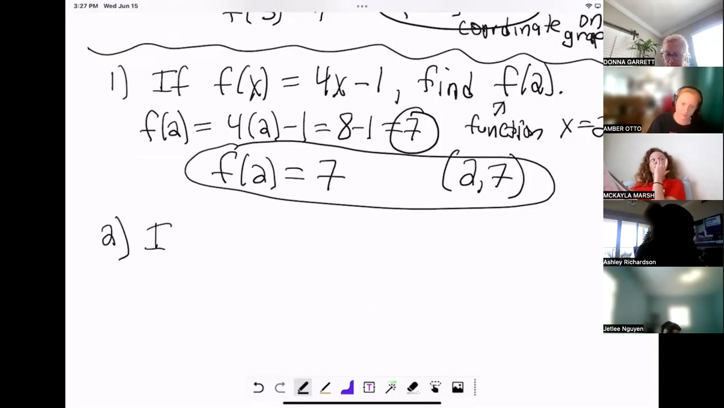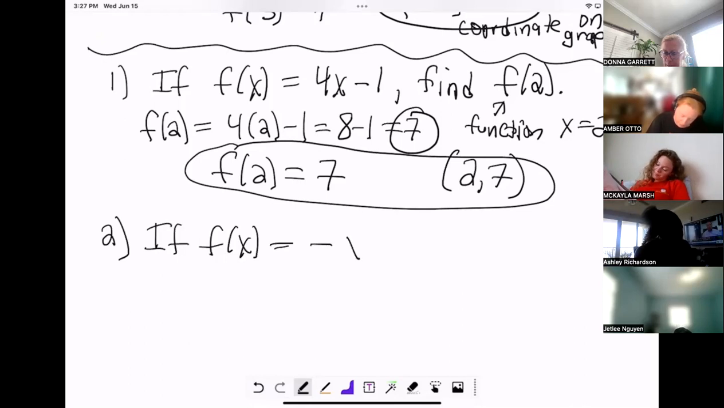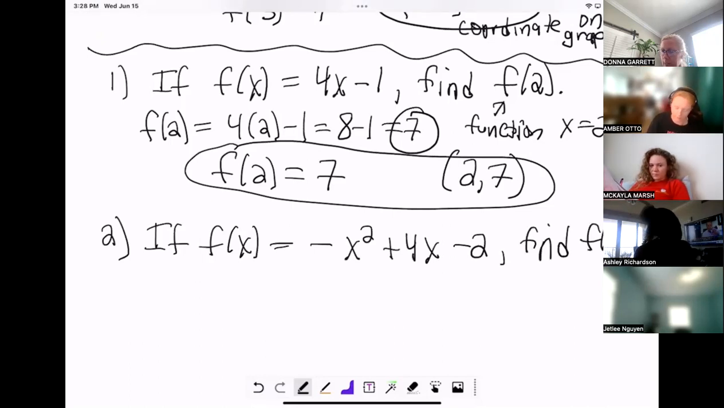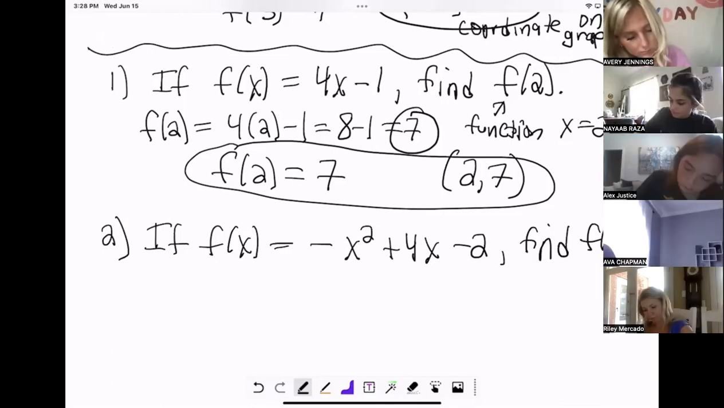Okay, if f of x is equal to negative x squared plus 4x minus 2, find f of -2. Would you guys like to try this one on your own? Be careful with that negative in the front. That's my only warning. Careful with that negative in the front.